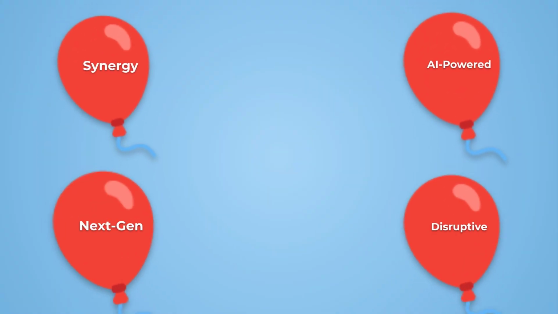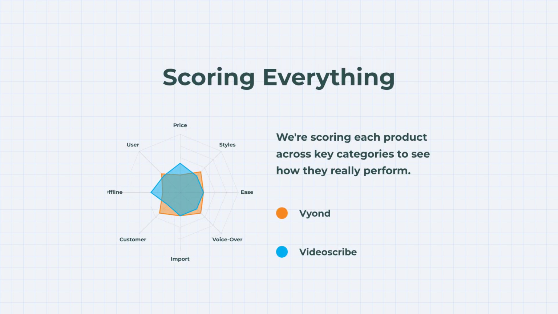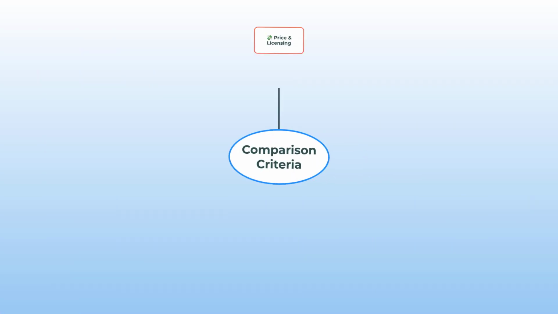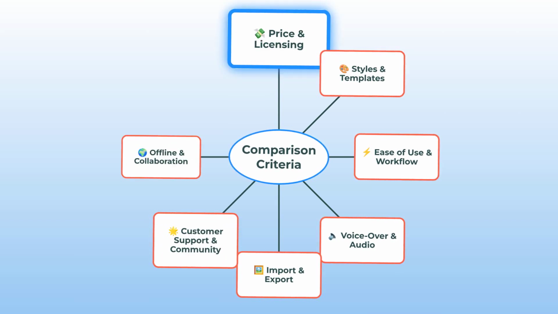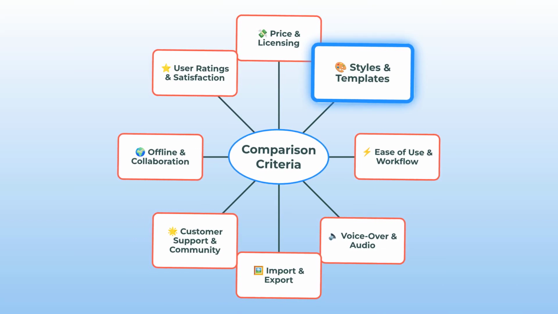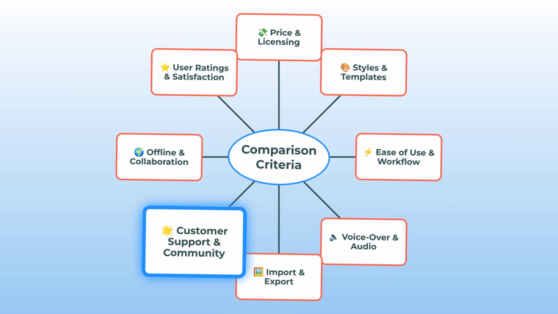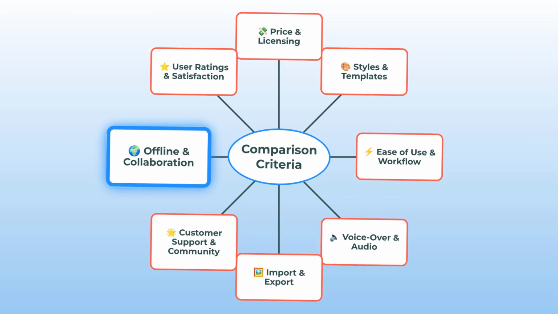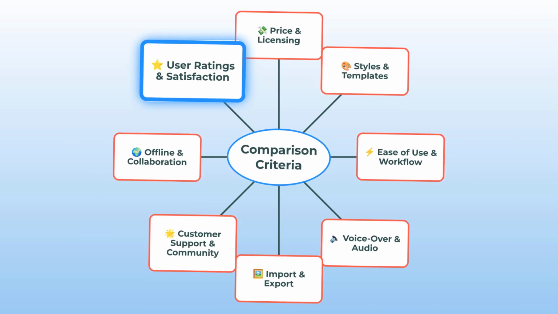Let's skip the marketing hype and get straight into real-life pros, cons, and what actually matters. Each feature earns points. By the end, you'll see exactly who comes out on top in the showdown. The final result may surprise you. Before we dive in, let's look at the categories we'll be comparing, so you know exactly what's up. We'll cover price and licensing, styles and templates, ease of use and workflow, voiceover and audio, import and export, customer support and community, offline and collaboration, and of course, what actual users think, user ratings and satisfaction.